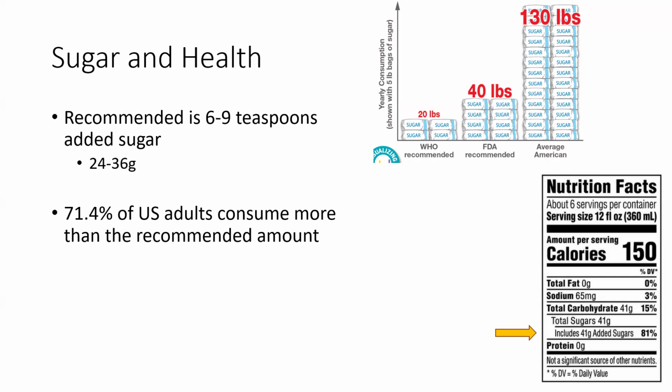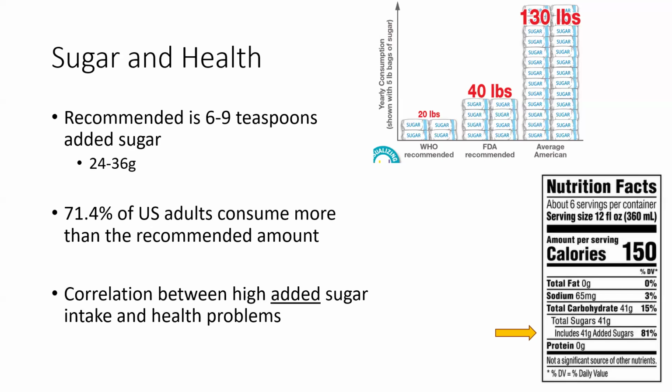71.4% of US adults consume more than the recommended amount of added sugars, which I definitely do sometimes. It's really easy to because it's in a lot of processed foods. There is some correlation between high added sugar and some health problems, things like high blood pressure, high cholesterol, diabetes, cardiovascular disease. The key here is with added sugar. So that would be like adding sucrose, adding honey, adding things that aren't naturally present. For example, in things like fruit, there are those additional vitamins and fibers that don't produce the same health outcomes.